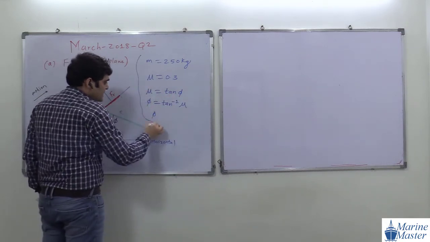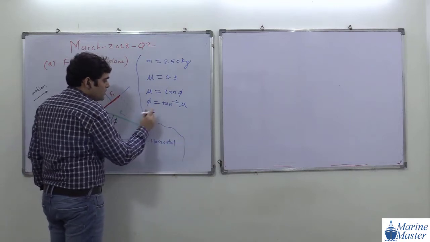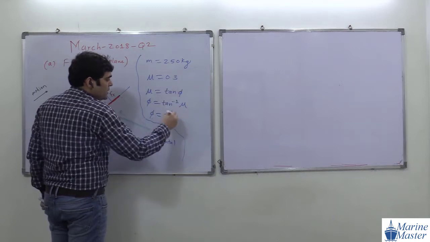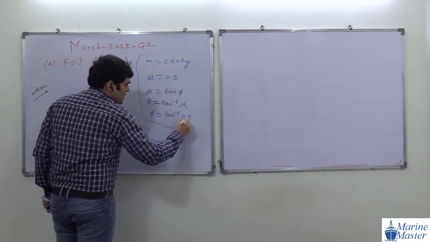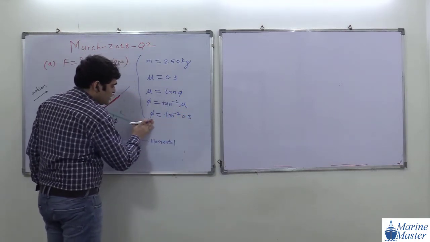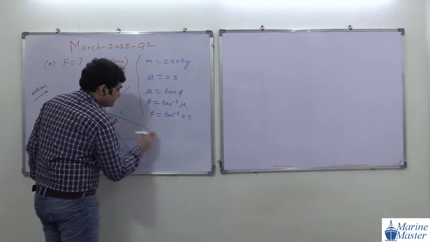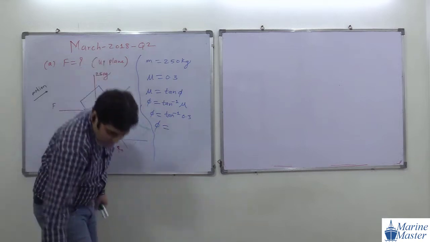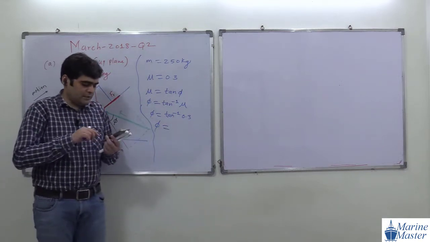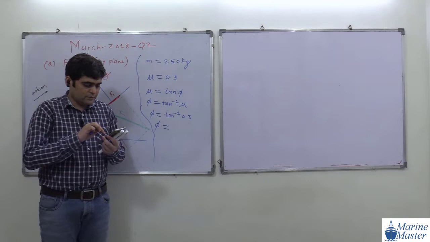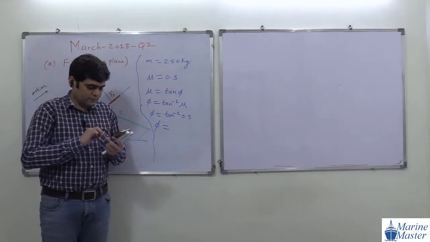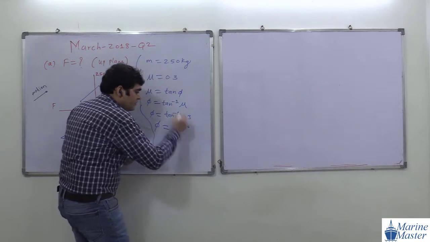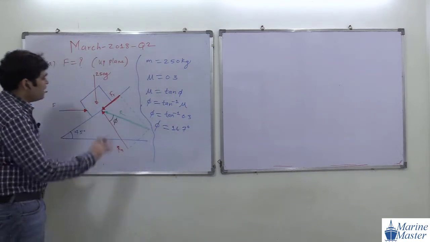See the scenario. How much will be the value of mu? So mu is 0.3. So tan inverse of 0.3. Everyone, please do the calculation and tell me the value of phi. Okay, 16.7 degrees. Very good. So we got the value of phi.